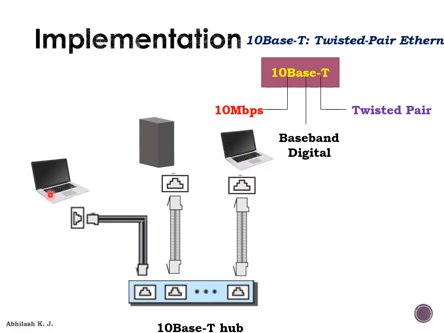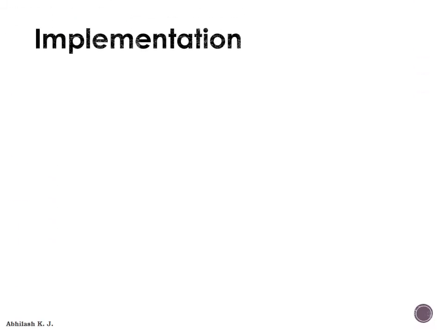So here each individual station is connected to the 10BaseT hub. This is a star topology we are speaking of. All the stations are connected to one particular device, which is nothing but the hub, and which is connected by making use of two pairs of twisted pair cables. One for sending and another one for receiving. Here you can clearly see the two cables, one for the sending purpose and another one for the receiving purpose. So here we make use of two pairs of the cable.